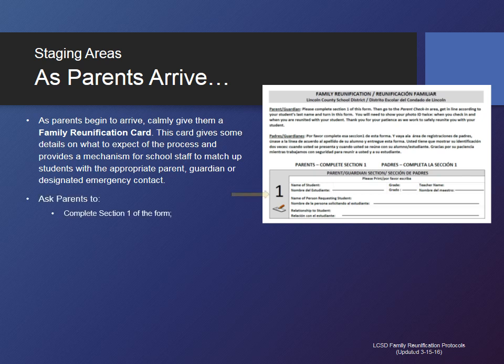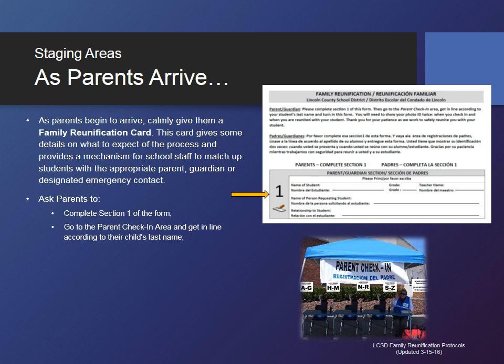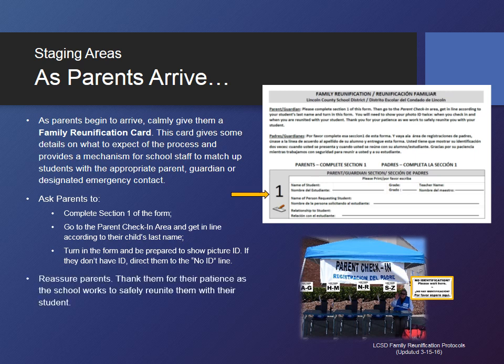Ask parents to complete Section 1 of the form, to go to the parent check-in area and get in line according to their child's last name, and to turn in the form and be prepared to show picture ID. If they don't have ID, direct them to the No Identification line. And reassure parents. Thank them for their patience as the school works to safely reunite them with their student.